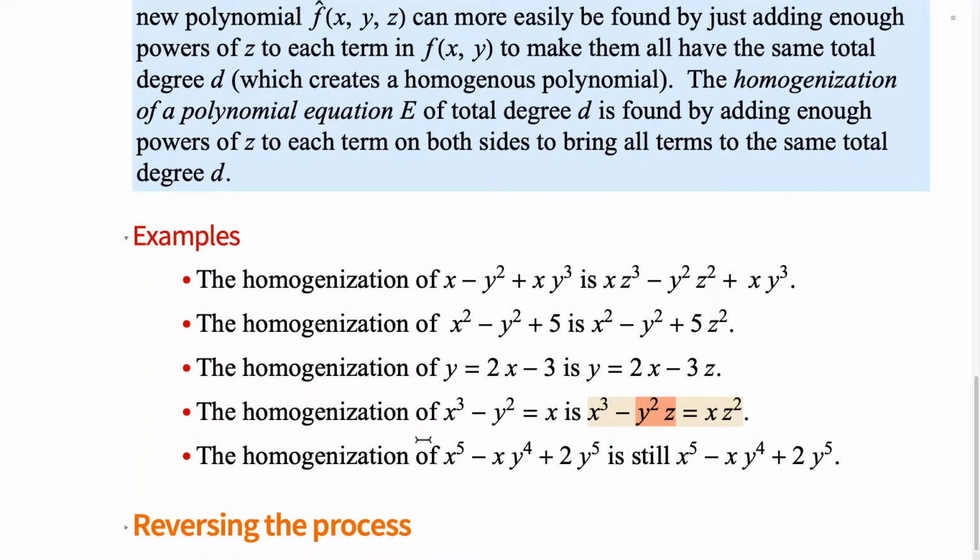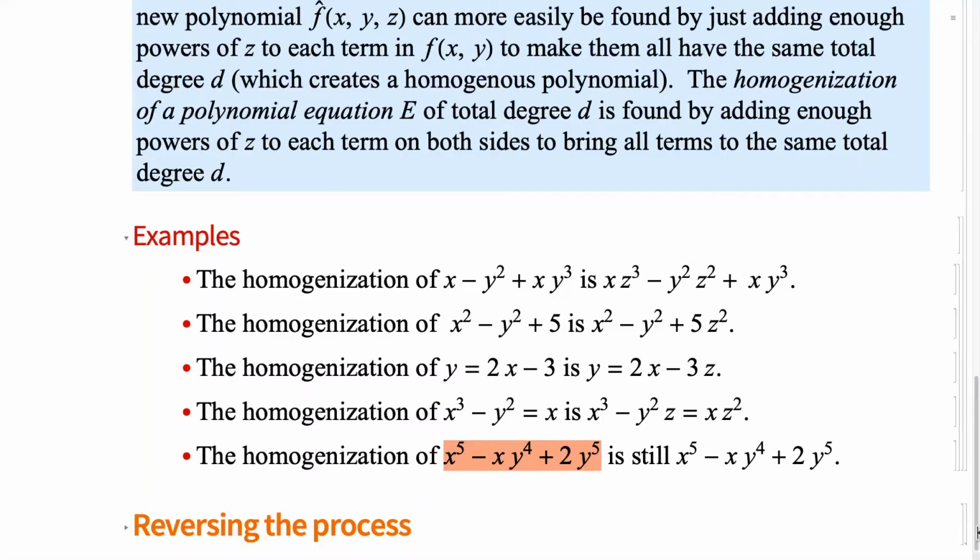As a final example, the homogenization of x to the 5th minus xy to the 4th plus 2y to the 5th, that's total degree 5, total degree 5, total degree 5. Well, we'd have to bring this up to total degree 5, and that's pretty much done. Each term already has total degree 5. And that's one nice bit about the homogenization process: if what you started with was homogeneous to start, which this is, then the process of homogenization does not change anything.